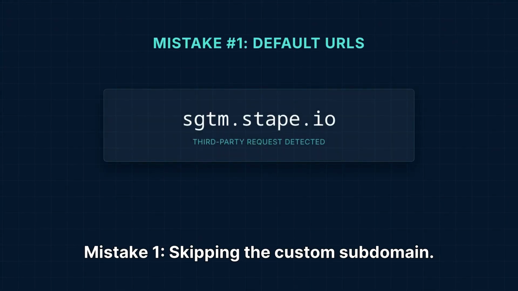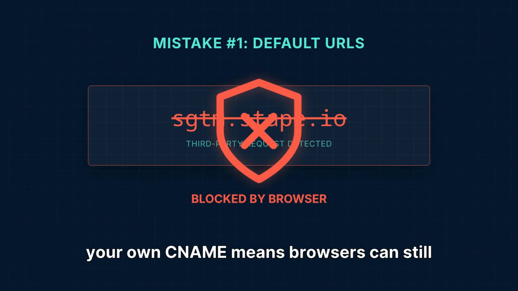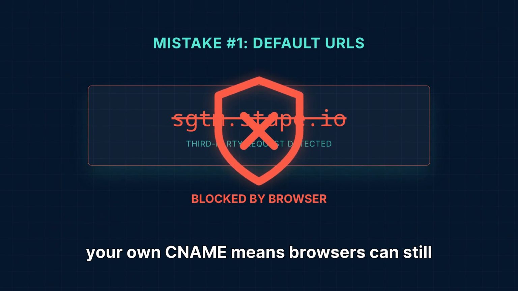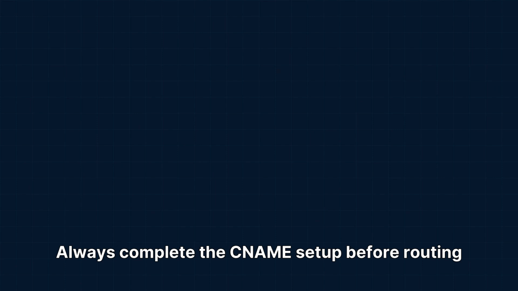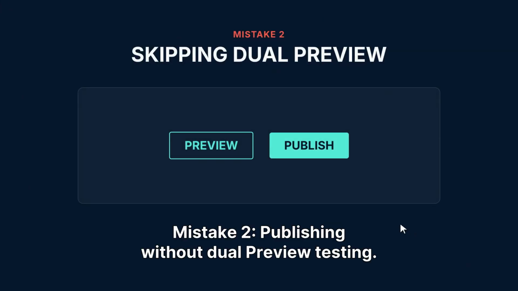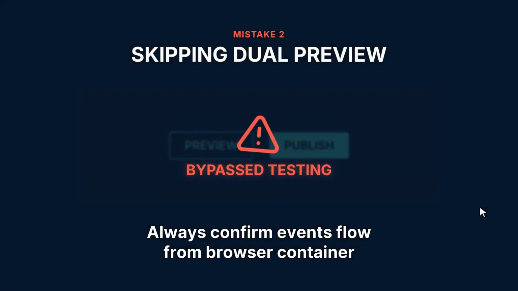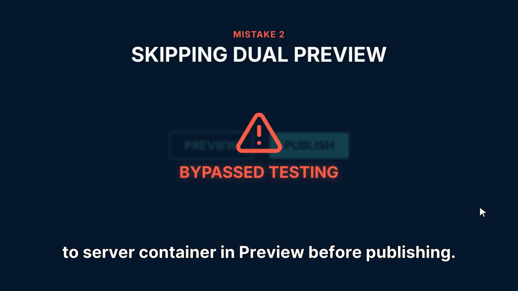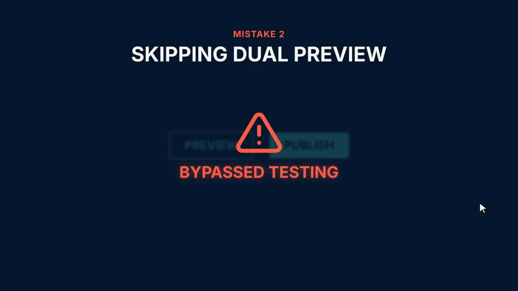Mistake 1. Skipping the custom subdomain. Using the default Stape URL instead of your own CNAME means browsers can still identify the request as third party. Always complete the CNAME setup before routing live traffic. Mistake 2. Publishing without dual preview testing. Always confirm events flow from browser container to server container in preview before publishing. Configuration errors can go undetected for weeks otherwise.